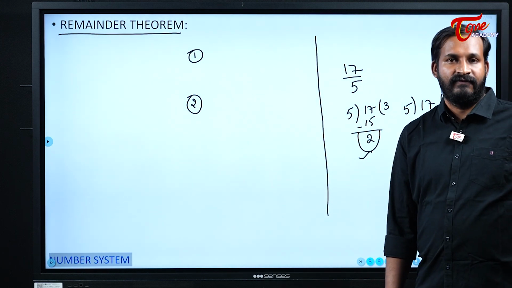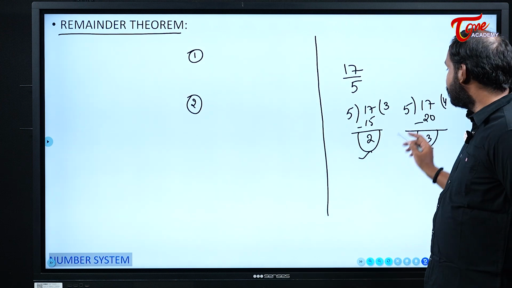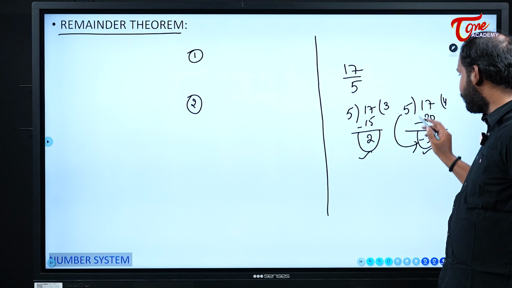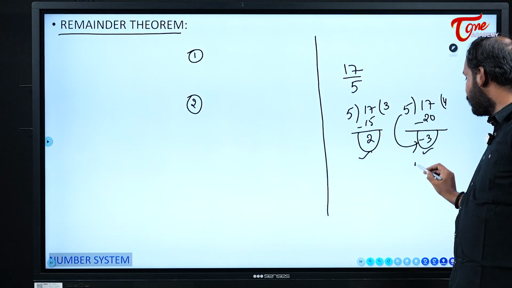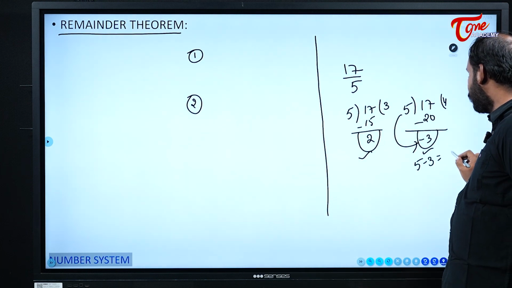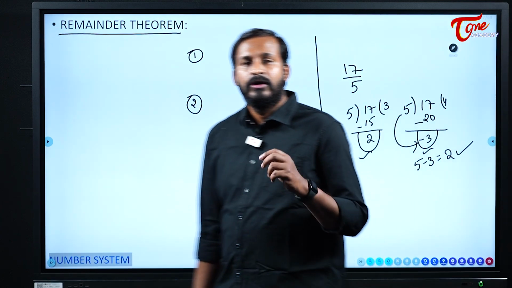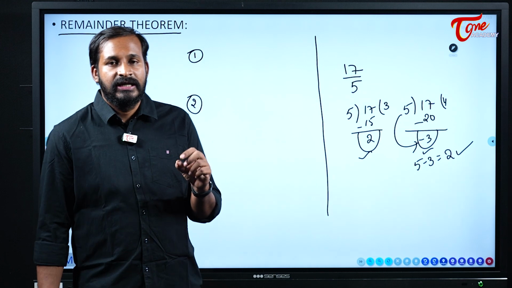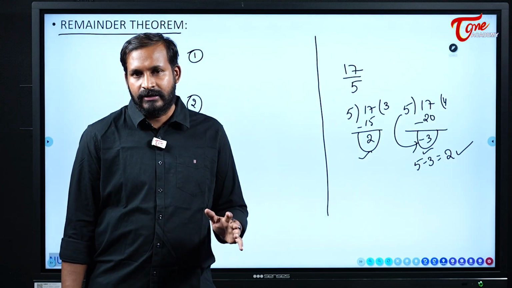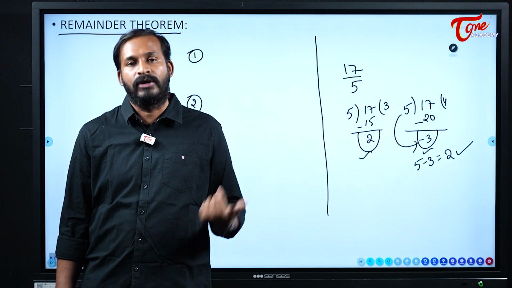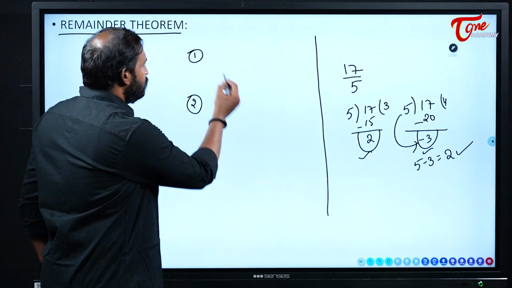But when we write our final answer, we write it in a positive manner. That means what will you write? You will convert this into positive by subtracting it from the divisor. So 5 minus 3, what will you get? 2. So here what we can say is, taking negative remainders is okay. But when you write your final answer, definitely you need to convert it into positive. Okay, that is the first rule.